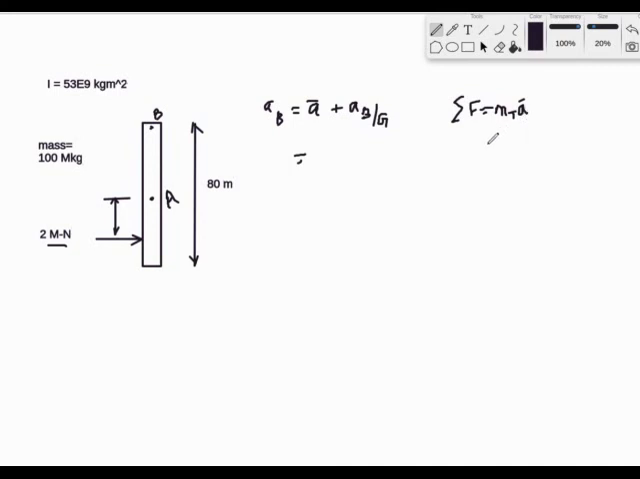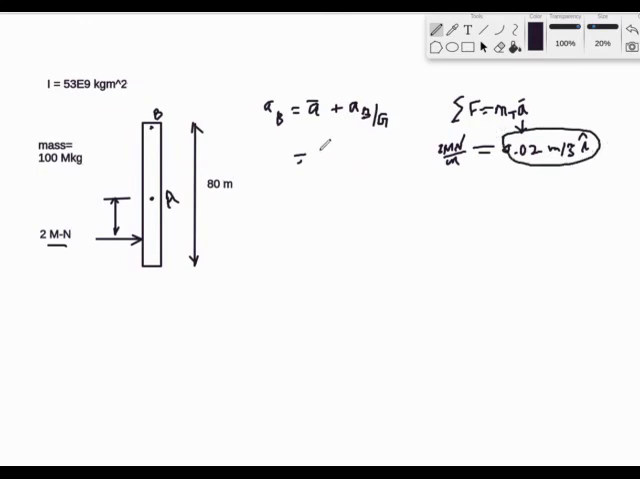And there's only one force acting on this object, which is the 2 million newtons. So to find the acceleration of the center of mass, just take the 2 million newtons and divide by the mass of the tanker, and we get 0.02 meters per second squared in the i-hat direction. Okay, so that's our A bar.